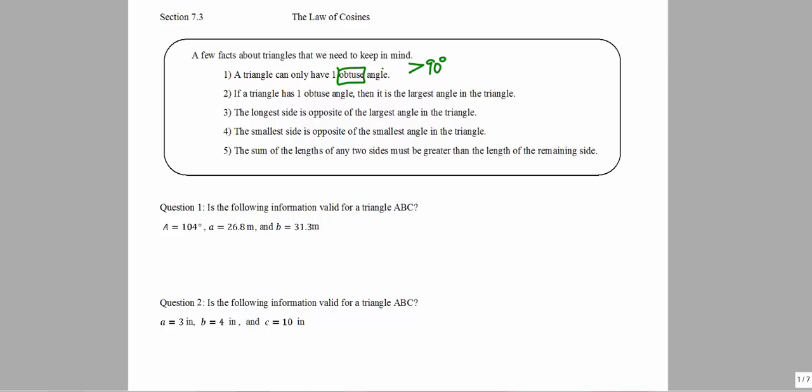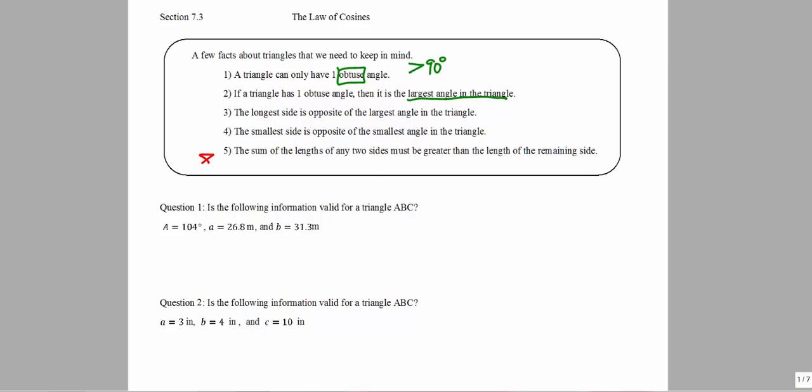So it should make sense that a triangle can only have one angle that would be larger than 90 degrees. If the triangle does have an obtuse angle, which it doesn't have to have, but if it does, then it has to be the largest angle in the triangle. And that should make sense as well. The longest side is opposite of the largest angle. The smallest side is opposite of the smallest angle.